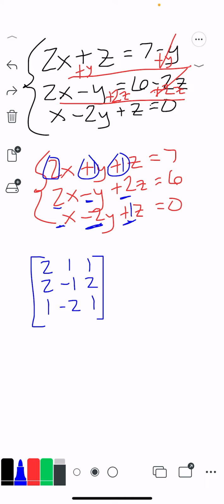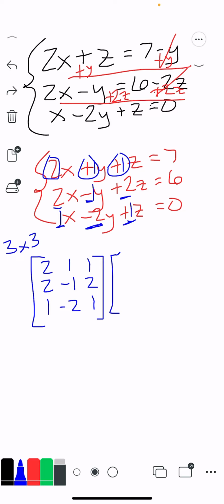Remember, if there's a variable without a number or coefficient before it, you just call it 1, or you put the 1 in front of it. That matrix is 3 rows by 3 columns, and that's our coefficient matrix.